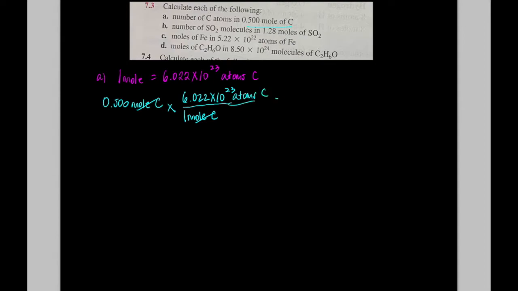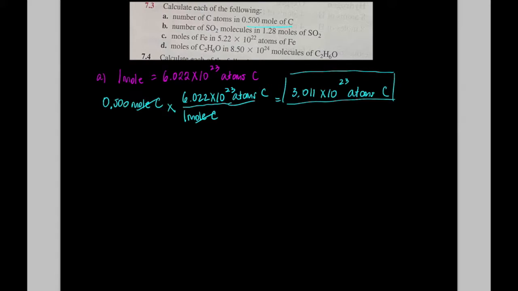Okay. And you can punch this all into your calculator and so on. But I know that 0.5 is 1/2, and this nicely divides into this number here to give you an answer of 3.011 times 10 to the 23rd. Well, let me clean that 3 up a little bit. Atoms of copper. Sorry, carbon. Carbon is capital C.